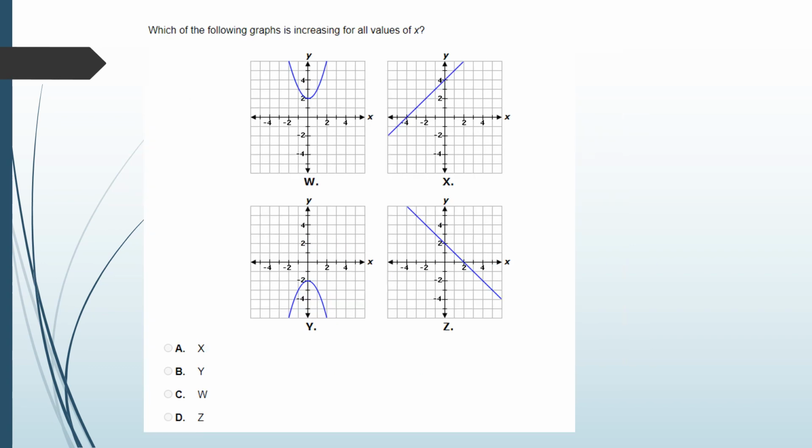Which of the following graphs is increasing for all values of X? So increasing, so I'm going to look at W first. It's going to go down and then it's going to go up. So that one's not increasing the whole time. This one is increasing all the way. So I'm going to say X is our answer, but let's look at the other two. This one is going up and then it goes down. So that can't be it. And then Z is going down as we read from left to right. So that is a decreasing graph. So I would say A is your answer.